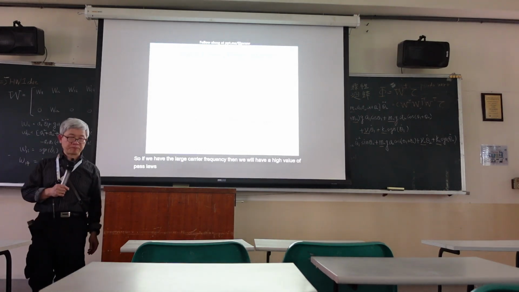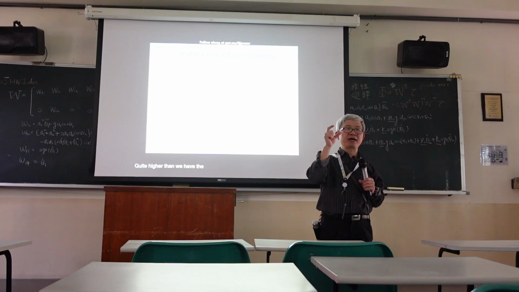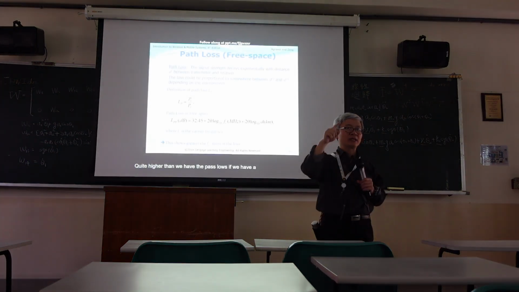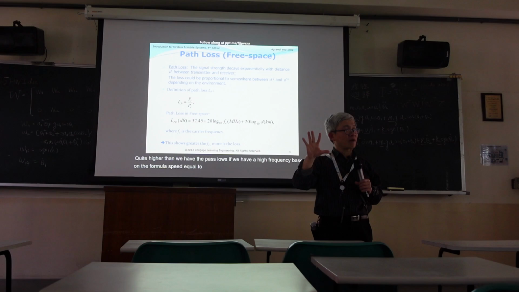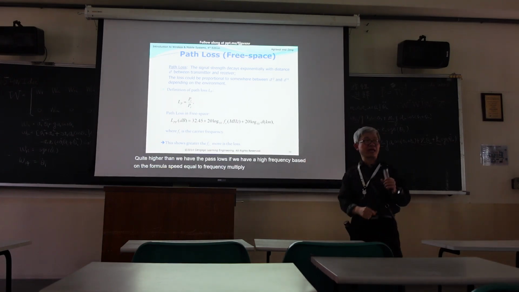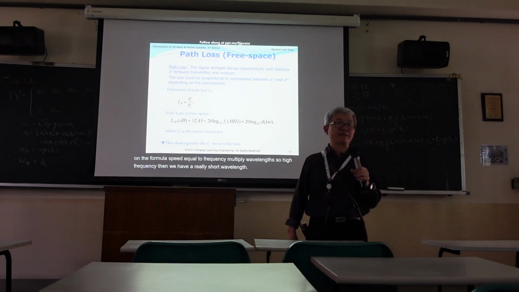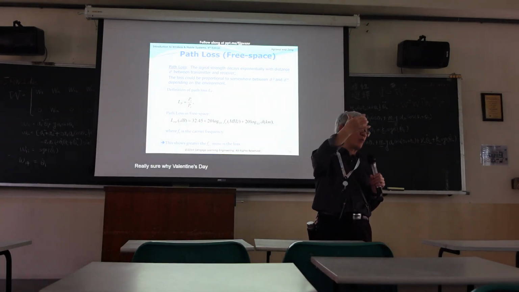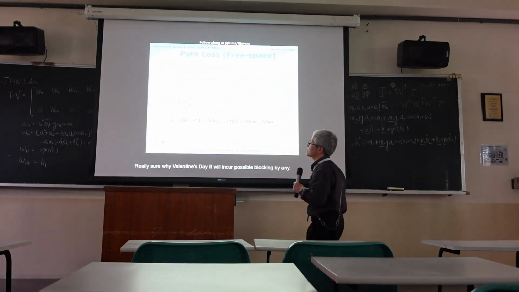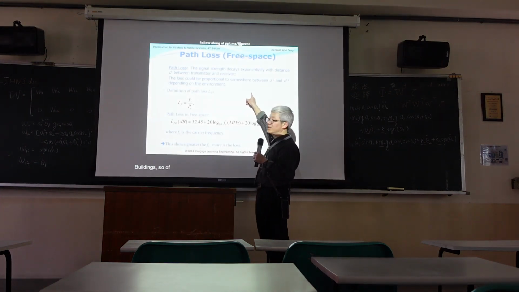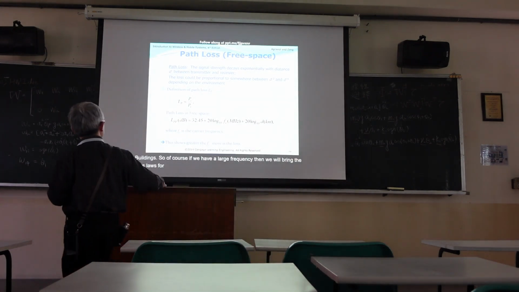Why is the path loss higher? If we have a high frequency, then based on the formula, speed equals frequency multiplied by wavelength, so high frequency gives a really short wavelength. A really short wavelength will incur possible blocking by buildings. So of course, if we have a large frequency, then we work with the path loss for sure, following the current formula.